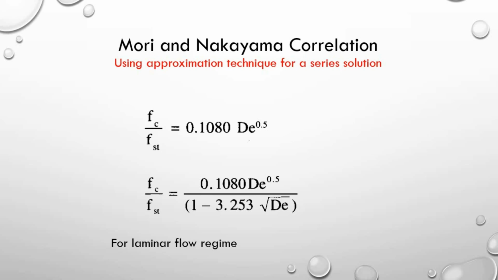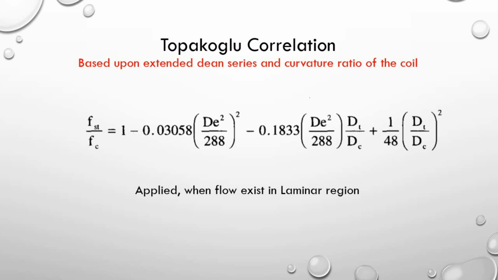The next person is Tarbell and Samuels, based upon extended Dean series and the curvature ratio of the helical coil. This relationship is also applied when the flow exists in the laminar region, and they also consider geometrical factors of the coil, the Dean number, and experimental data.